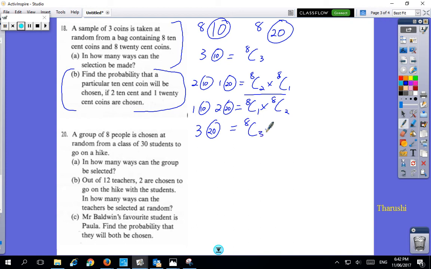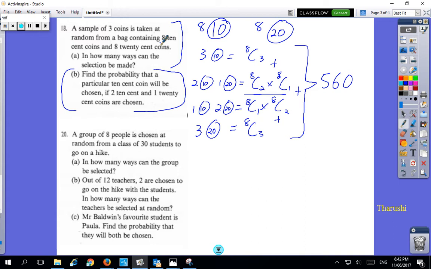So all of these would need to be added together because each of them are unique possible outcomes for choosing 3 coins. And because they're unique and they can all happen, we're making a total sample space, and we work all those out and add them together. You get 560 possible outcomes for this first one here.